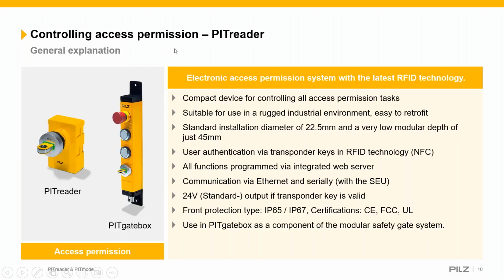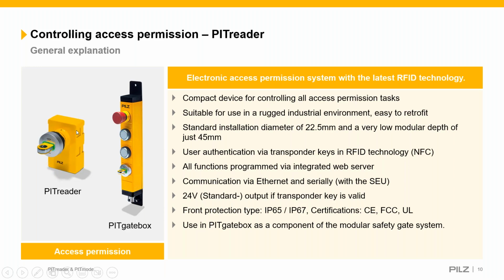So a bit more detail on the PIT reader. The electronic access permission system using the latest RFID technology. It's a compact device for controlling all access permission tasks. It's suitable for use in rugged industrial environments, and it's easy to retrofit due to the standard diameter of 22.5 millimeters, and its very low mounting depth of just 45 millimeters. And the back part is probably the size of half a pack of cards.